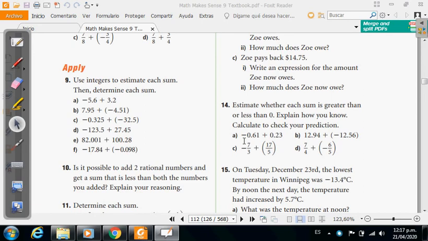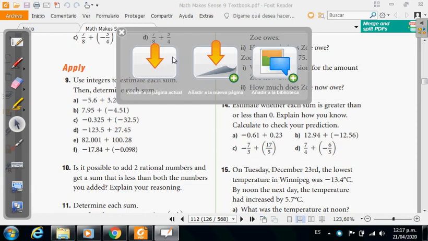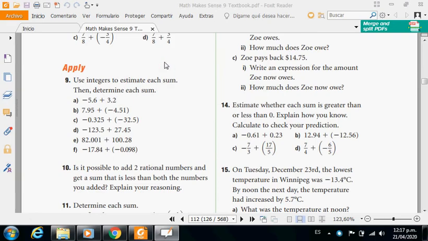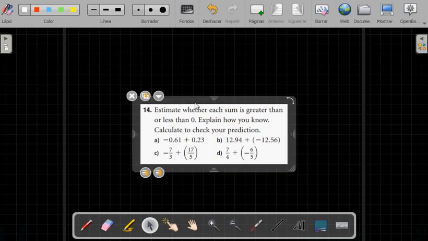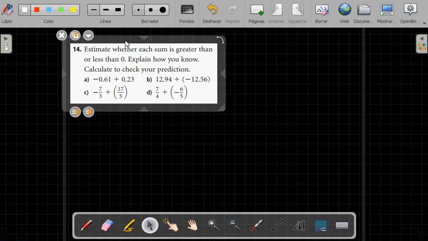It's quite easy, so pay attention and let's try to do it. It's exercise 14 from the book Math Makes Sense 9. Here we have it, and let's read it. It says, estimate whether each sum is greater than or less than 0.